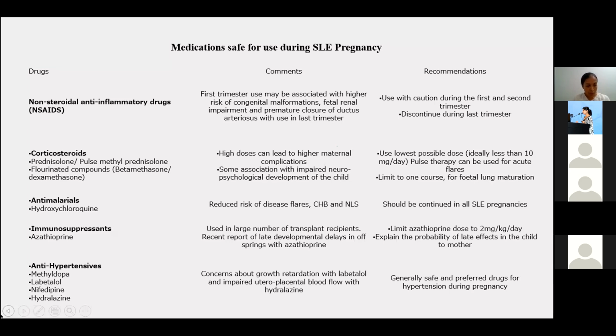And the antihypertensives, especially in patients with renal impairment, these are the safe ones to use: methyldopa, labetalol, nifedipine, and hydralazine. But there are concerns about growth retardation with labetalol and impaired uteroplacental blood flow with hydralazine. However, these are recommended as safe and preferred drugs for hypertension management during pregnancy.